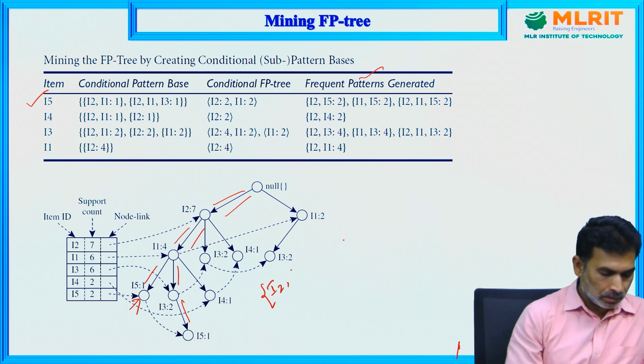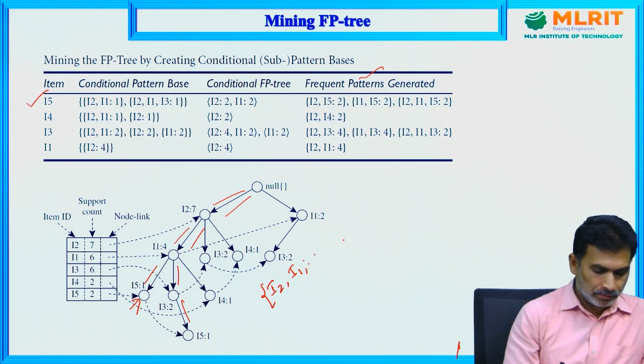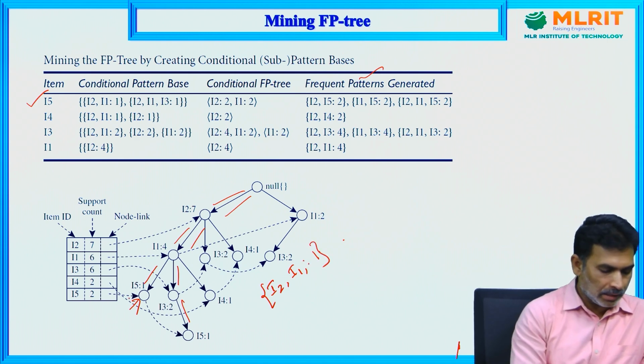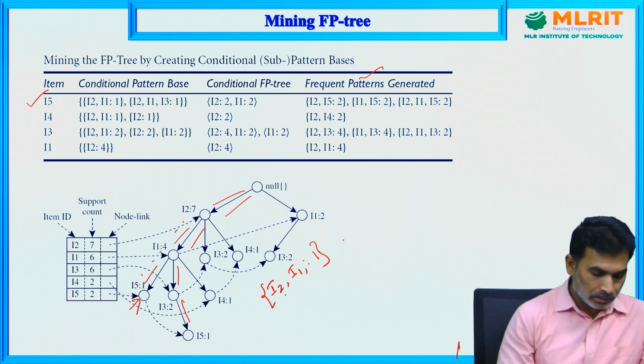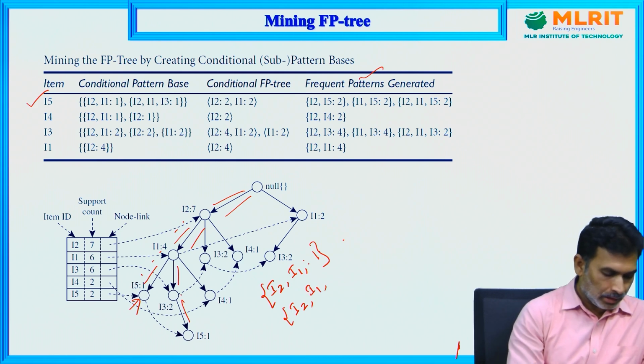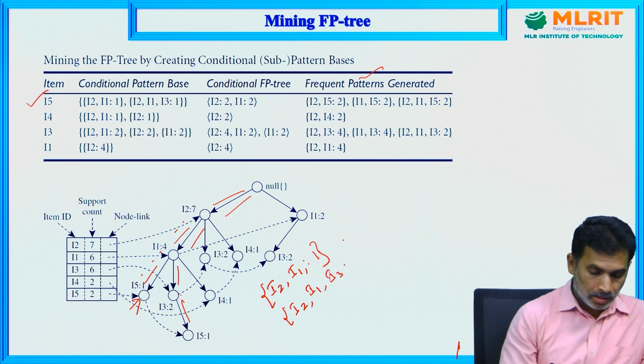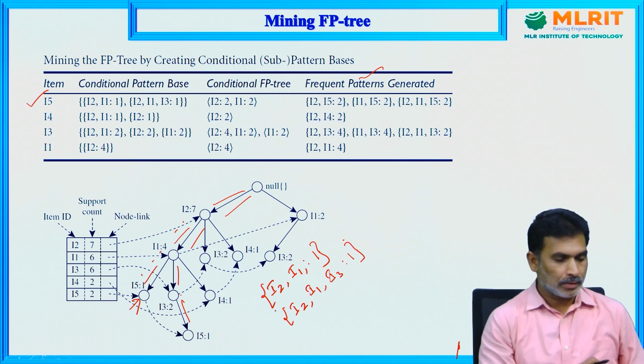I2, I1 with frequency 1, because the I5 frequency is 1 along this path, and next another one is I2, I1, I3. The frequency is also 1.